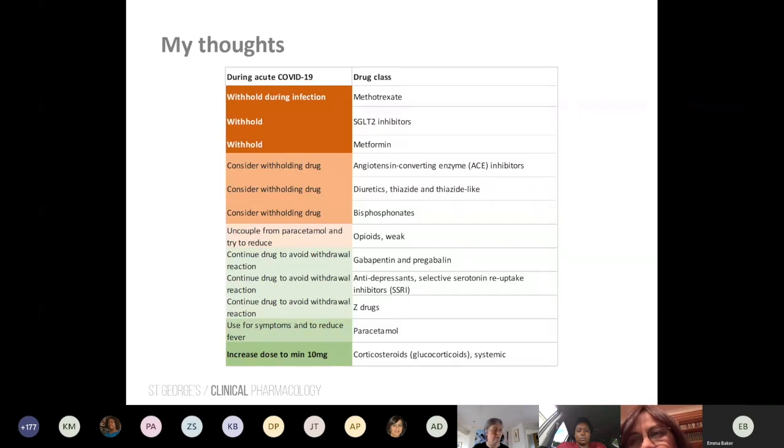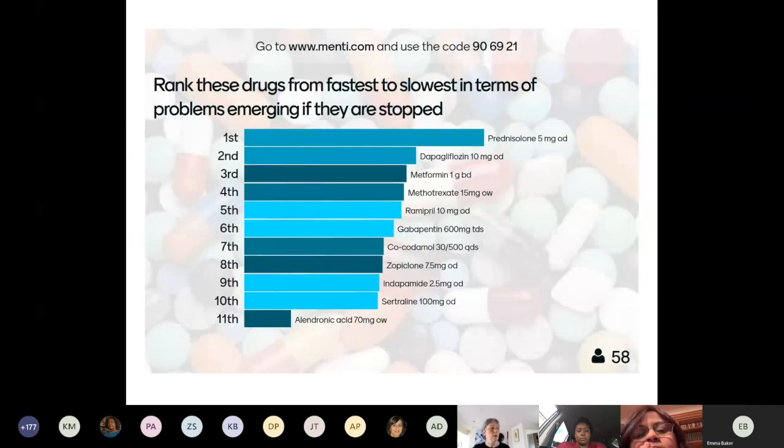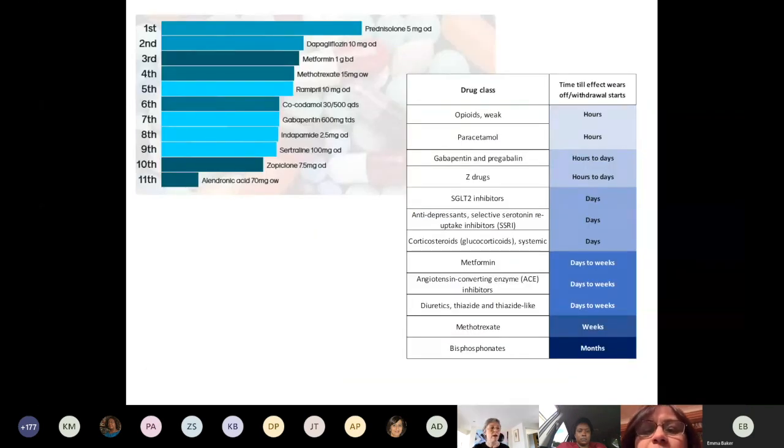I'm running terribly out of time. So I asked you to rank the drugs from the fastest to slowest in terms of what would go wrong when she stopped them, in terms of loss of disease control and withdrawal. And what I thought was interesting is I think you actually ranked them in terms of your worries rather than in terms of their pharmacological effect.